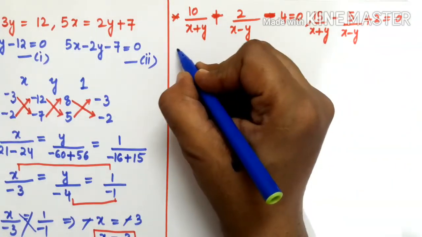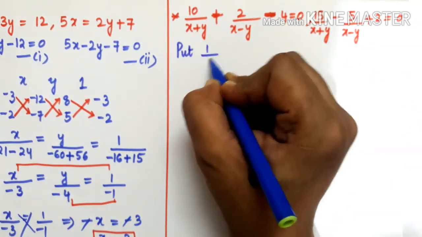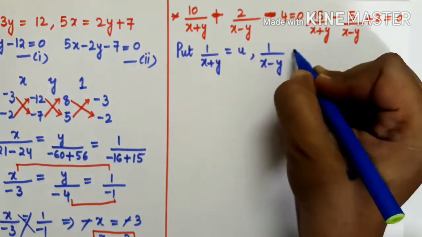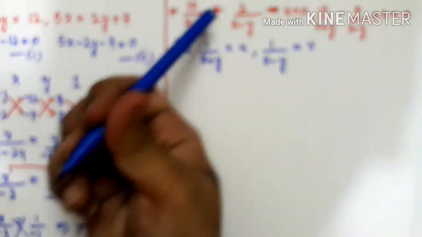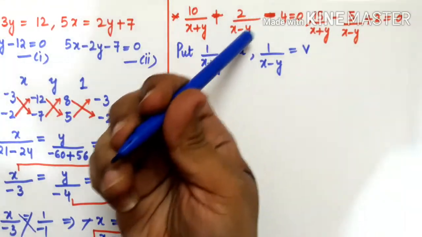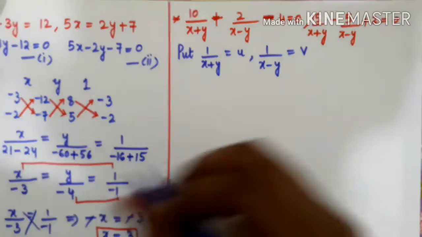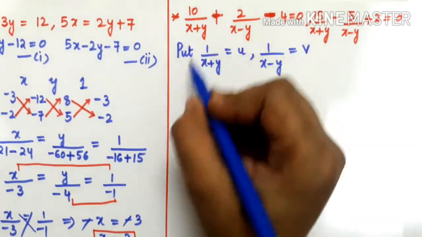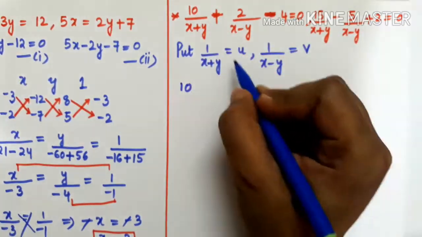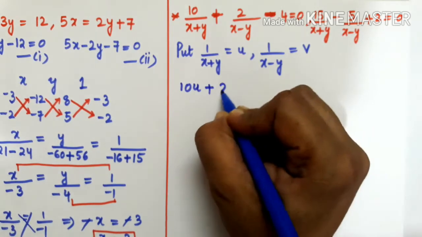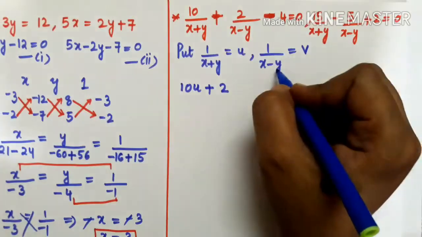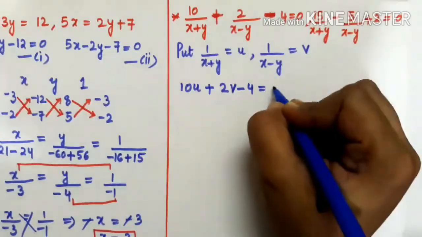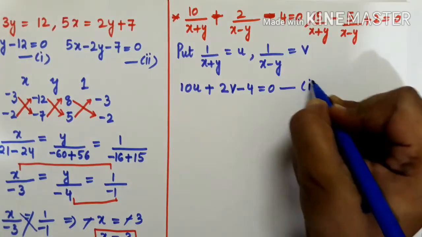So here let us just put 1 by x plus y equals u and 1 by x minus y equals v. Okay, wherever 1 by x plus y, u will be the variable, then 1 by x minus y, v will be the variable. Okay, so what will the given equations become now? The given equations will become 10 into 1 by x plus y, so it will be u, then plus 2 into 1 by x minus y, which is nothing but v. So 10u plus 2v, then minus 4 as it is, equals 0. So this is your equation 1.